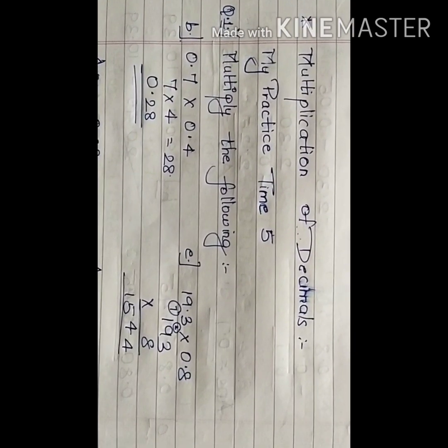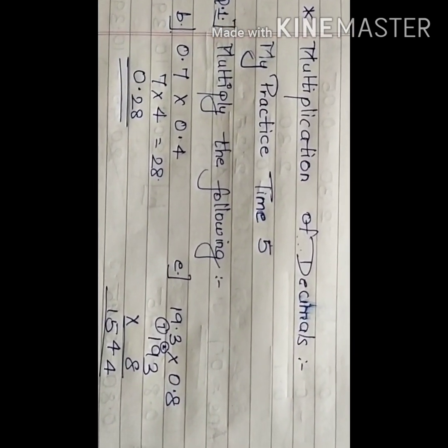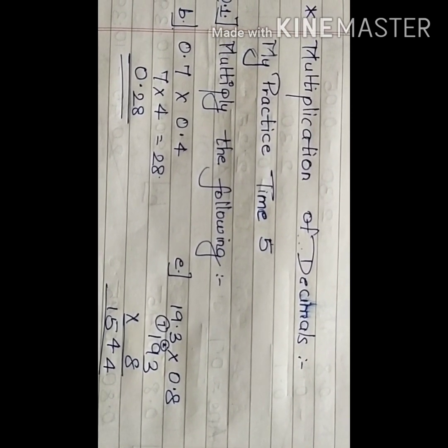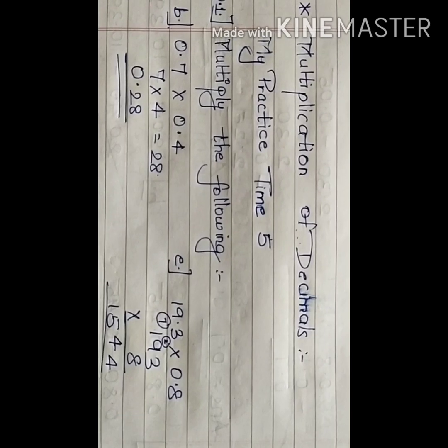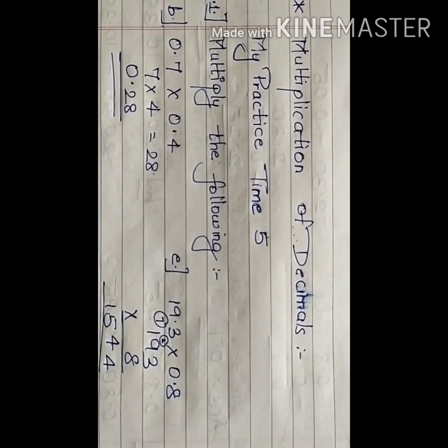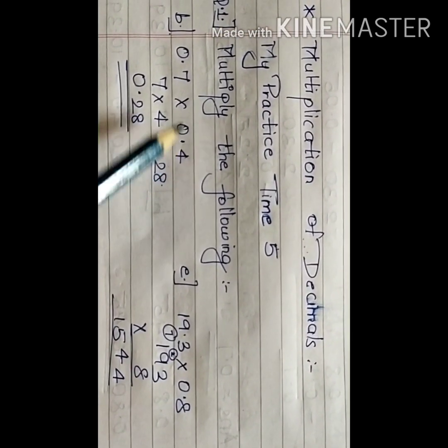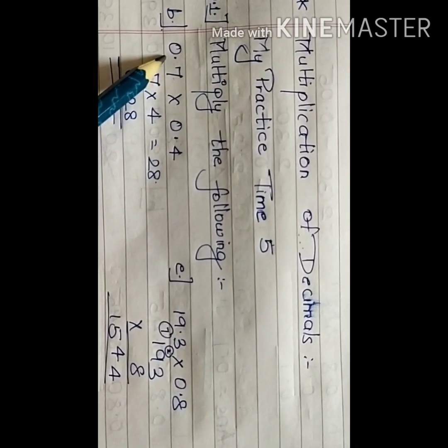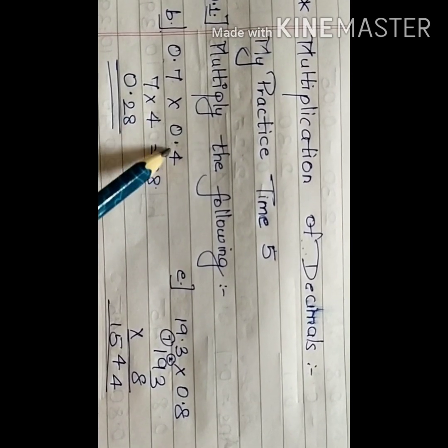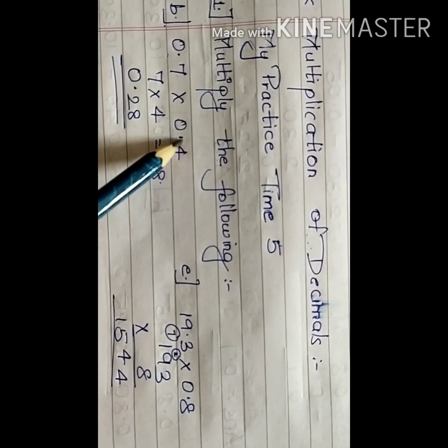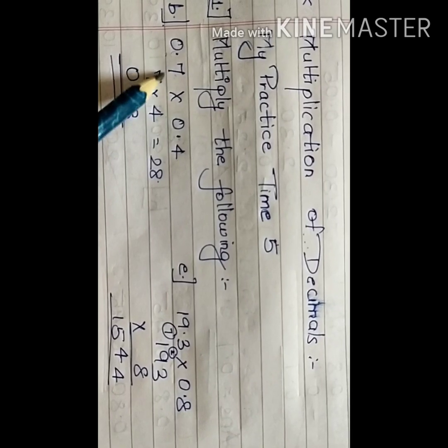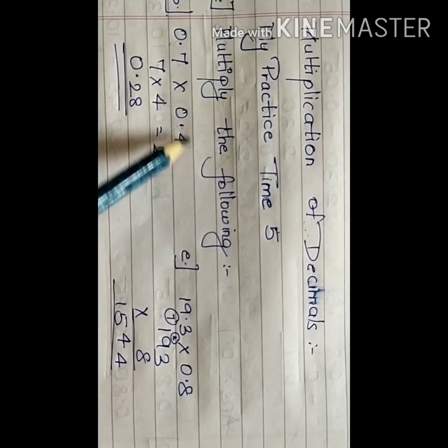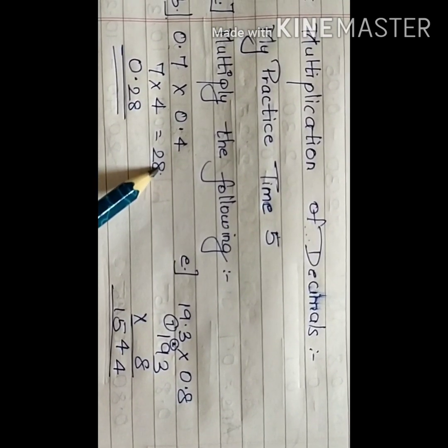Let us study multiplication of decimals. Before I start, there are two methods to multiply a decimal number. Method number one is to first multiply the numbers without considering the decimal point. You can see an example here. The decimal numbers are 0.7 and 0.4. I will not consider the decimal points. I will simply take the numbers 7 and 4. After multiplying, I get the answer 28.